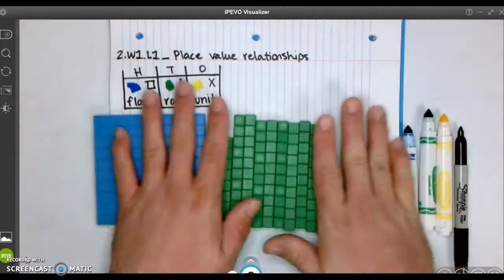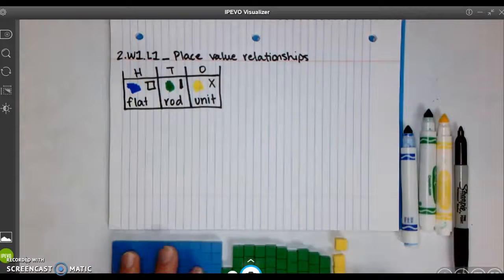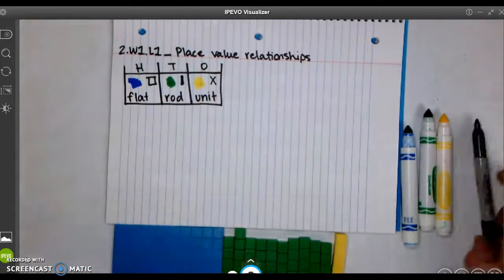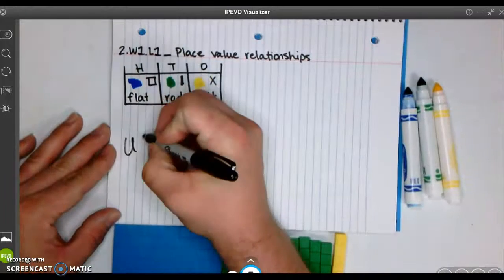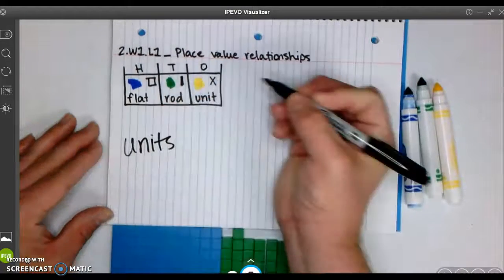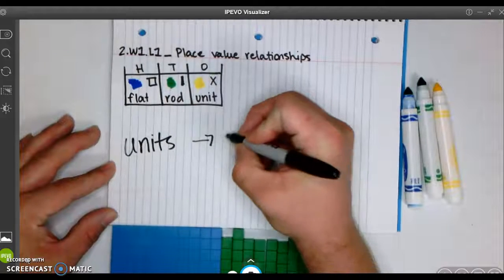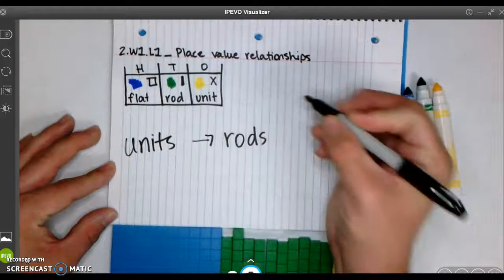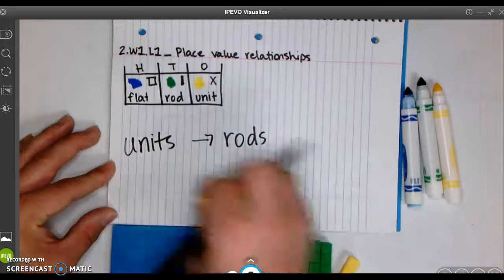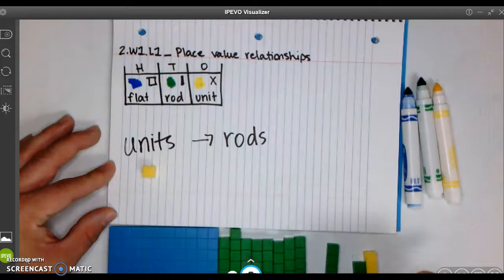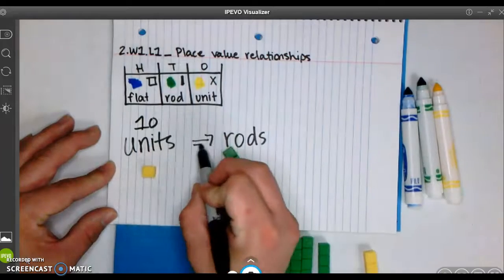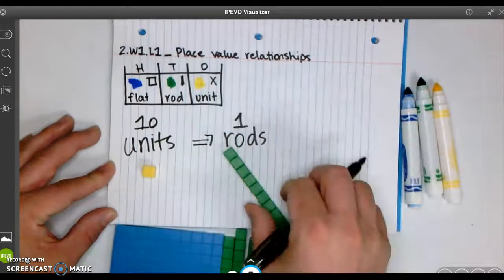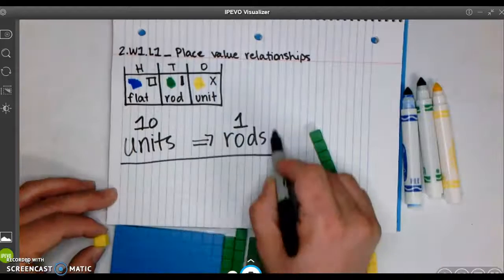Let's go ahead and make ourselves some notes right here, some conversion notes, so make sure we have that for our learning this week. So in our units, 2 rods. How many units make up one rod? 10 units equal one rod, right? Let's go and draw a box around that.